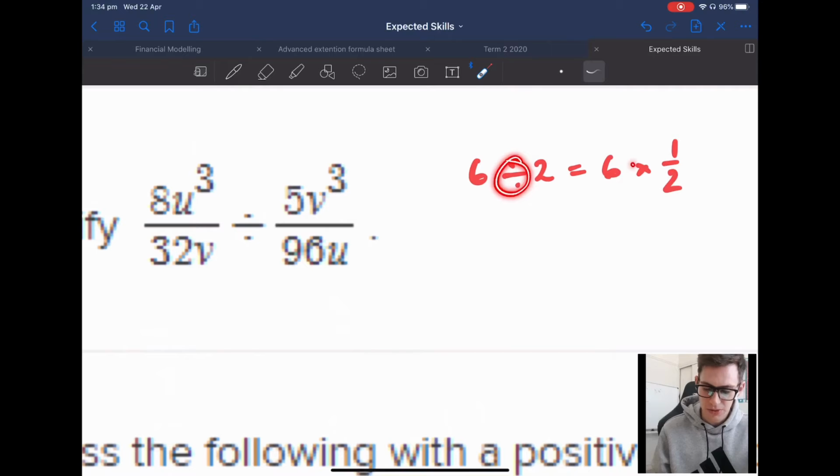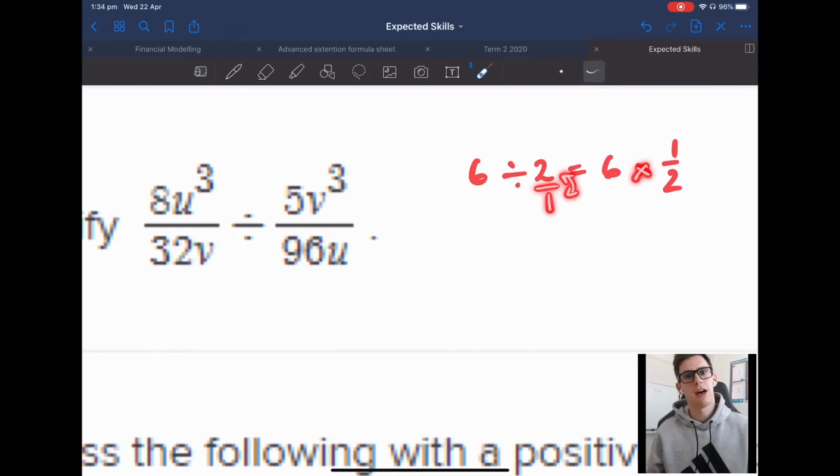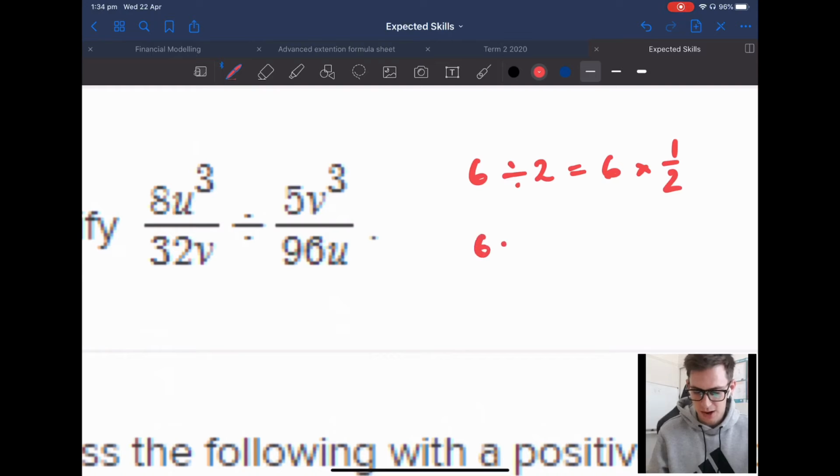I flipped the divide into a times, but when I do that, I need to do the reciprocal, which just means flip the fraction of that divisor, the second part, the second number. So you could imagine that 2 is over 1. We can always imagine that with whole numbers. So then I've changed it to a times, and I have flipped that fraction. That's called a reciprocal.